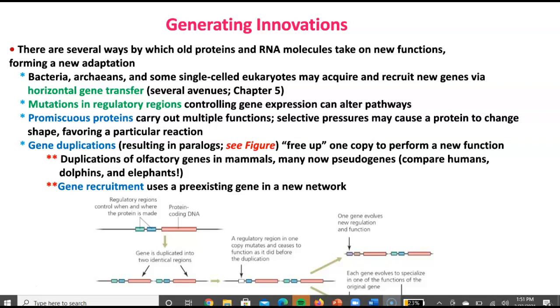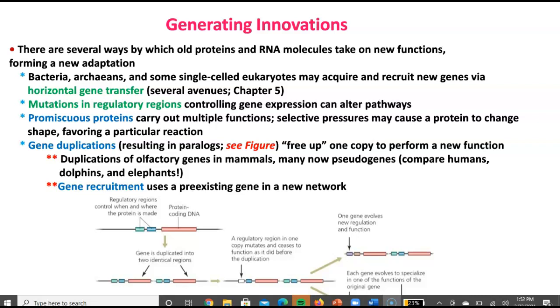And then the fourth example here, the fourth asterisk, is gene duplications. So this is going to result in what we call paralogs in terms of homology. And see the figure down below from your textbook. And so by having a gene duplication, not only do you have the original copy that can continue to be used as it always has been, but the new copy, the duplicated copy, is now freed up to perform a totally new function. The door is open to do something totally new.